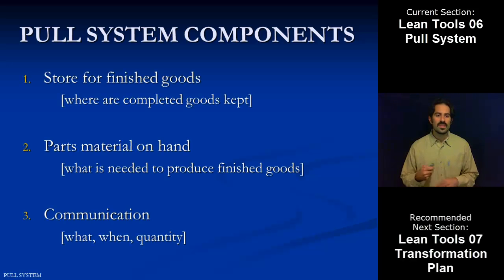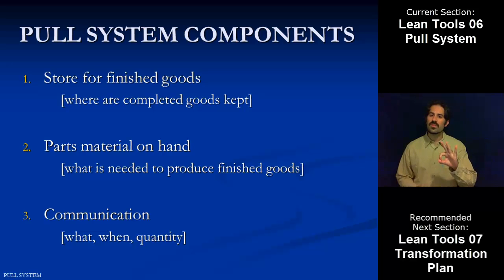The first one is a store for finished goods, and that's where every process is going to have a store where they keep the completed goods that they produce. The other one is they're going to have a store of sorts for their raw material or their parts material. So it's what they need to produce their finished goods. That has to be there at the front end of the cell. And then the last thing is there has to be some sort of communication to tell everybody what they should be producing and when and how many of what.